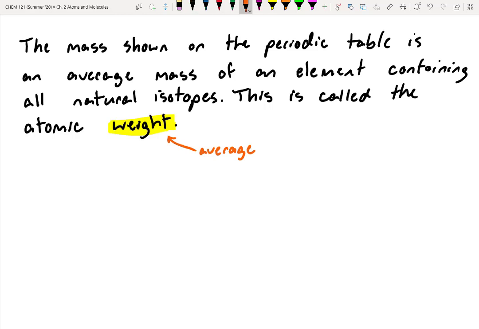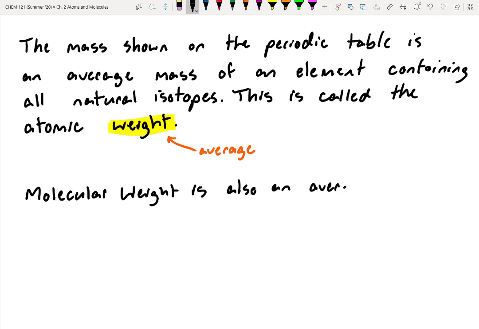We can do a similar thing with molecular weight. So if we think about the molecular weight, it is also an average. And to find the molecular weight, it's actually pretty easy. So let's take an example here. All you need to do is come up with some molecular formula. In this case, it's H2O, it's water. And we'd say, all right, we have 2 hydrogens.